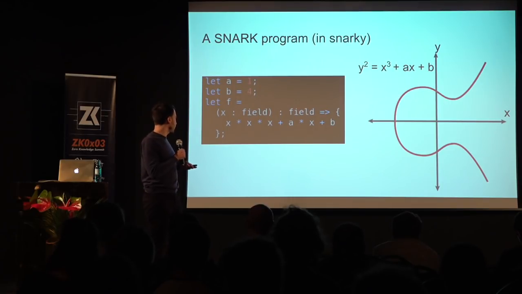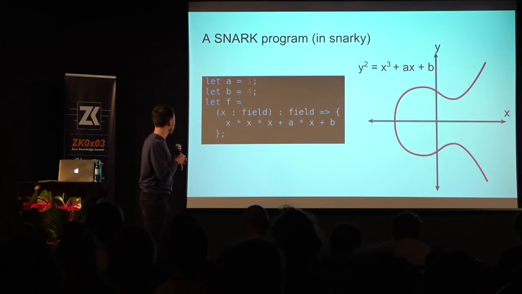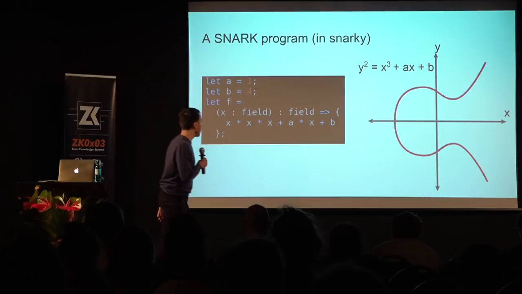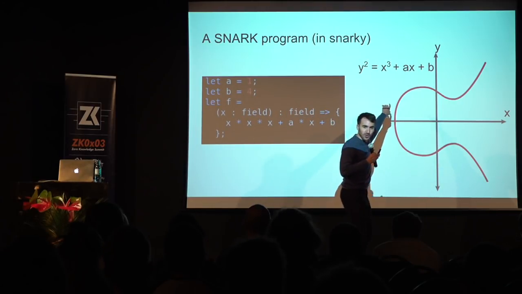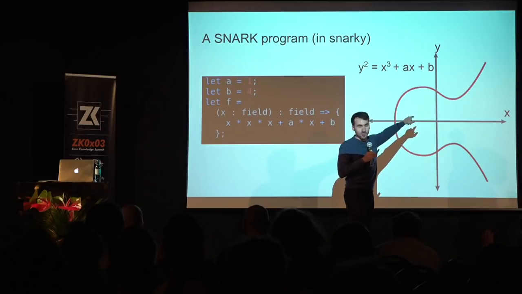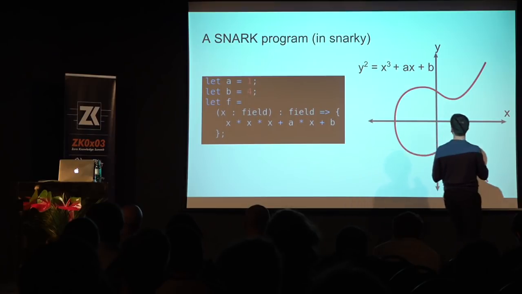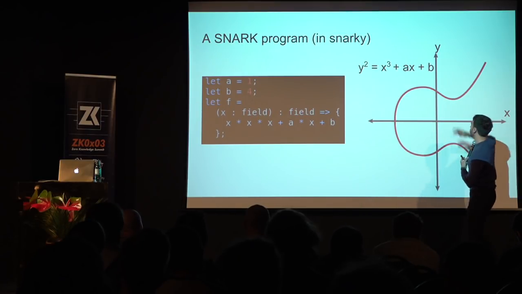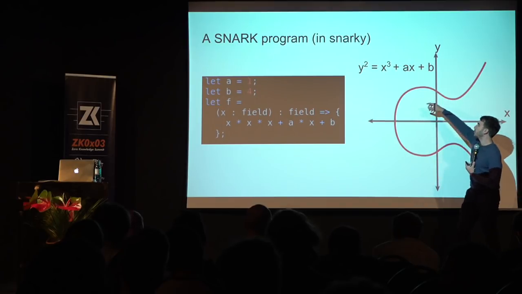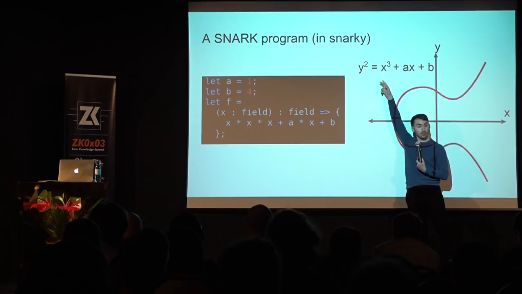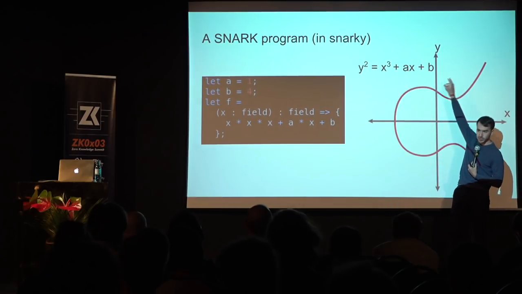Okay, so let's look at a SNARK program. This is a really simple program. What does this program do? Well, who heard about elliptic curves before? Oh, okay, a lot of people. Well, even if you didn't, it doesn't matter because they're extremely simple. They're just a set of solutions x and y to an equation that has this form. Okay, cool. And geometrically speaking, say over the real numbers, this is what they look like.